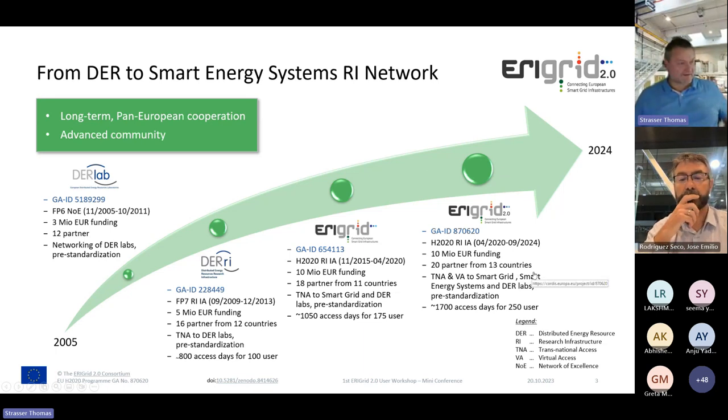We are a consortium of 20 partners from 13 European countries. It's a European program where we work, as said, on validation and testing methodologies, mainly on the system level, covering the power system, but also integrated energy systems, smart energy systems, for example, linked heat grids and power systems. The core part of this project, the same as for ERIGrid and DERI, is the provision of access, the transnational access and the virtual access to our laboratories.